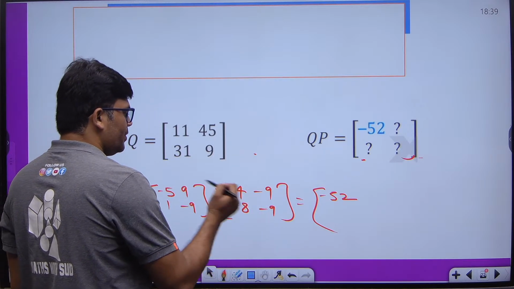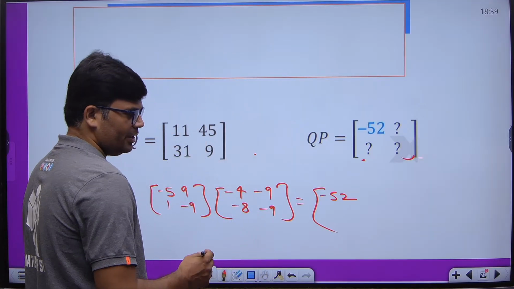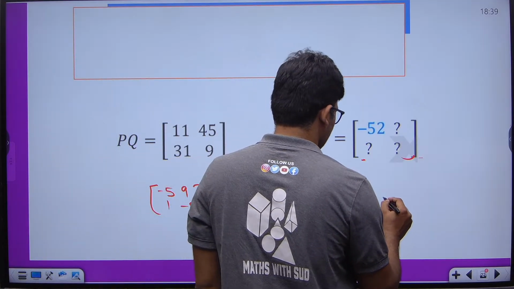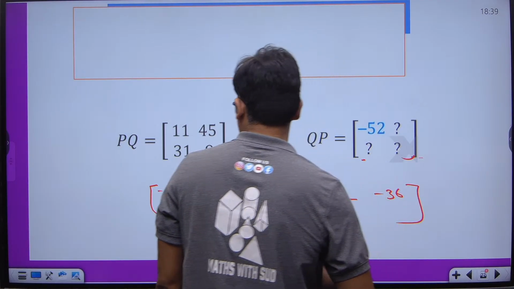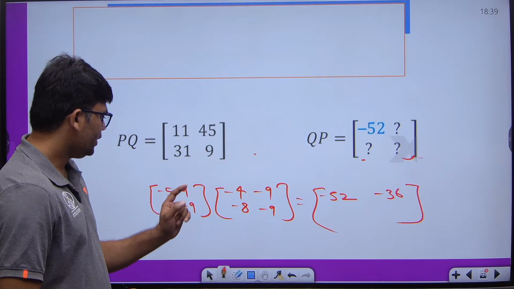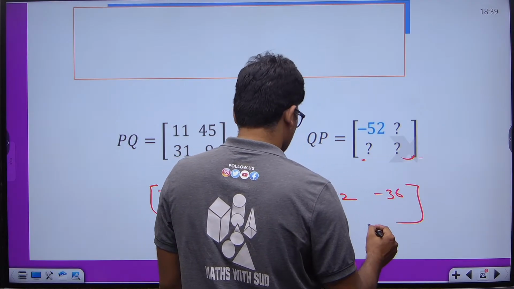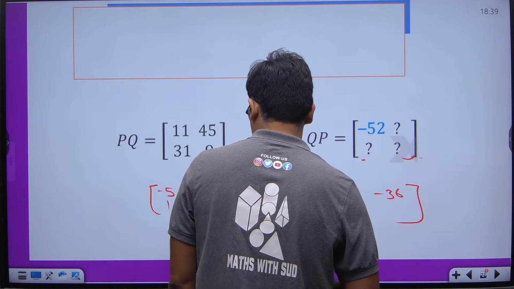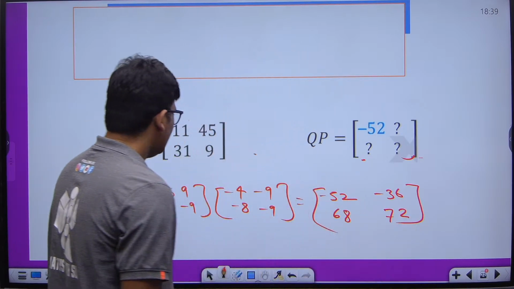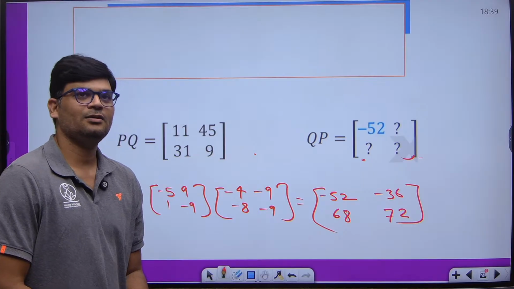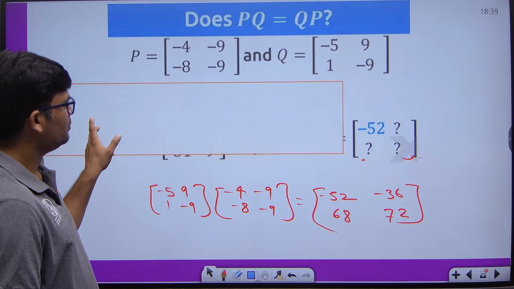So minus 5 into minus 9 is minus 45, and minus 81 plus 45 and plus 81. 81 minus 45 means 36. Negative 36. Then 68 and 22. Negative 4 and plus 72. 68, yeah, correct. The other one is 72. So does any of the elements show any similarity? No. So they are not commutative. Understood now? Yes. Okay.